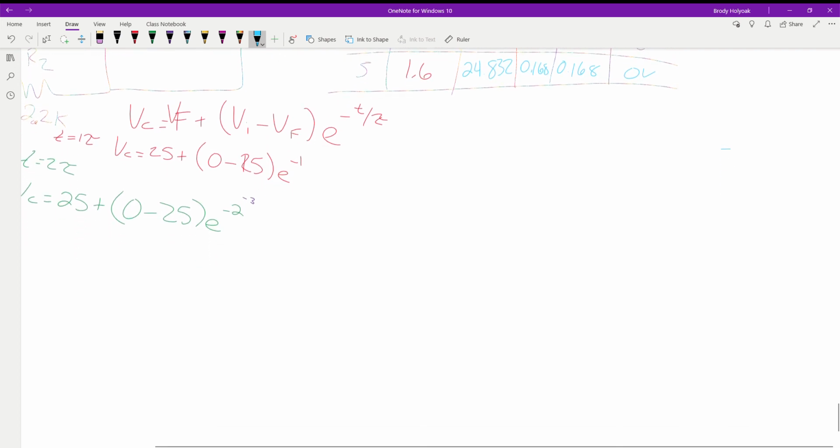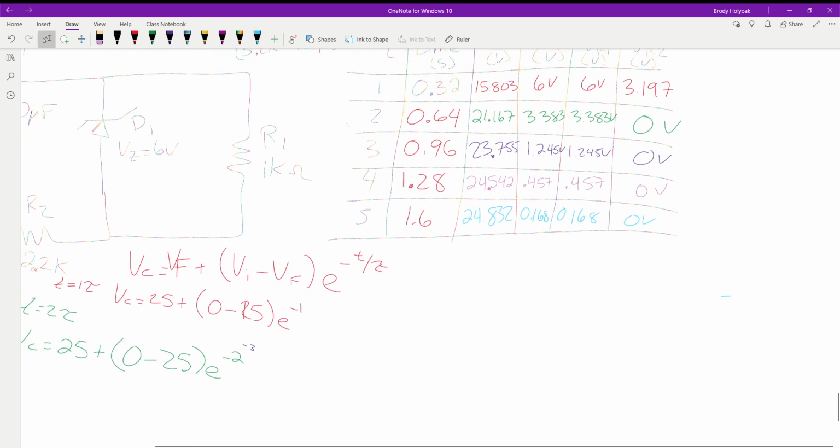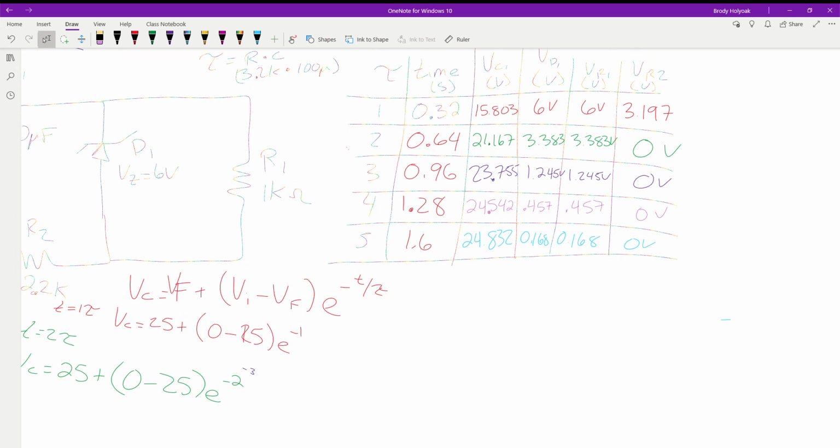Okay. Any questions with how we got any of that data? Okay. What we want to look at now is what would that look like if we looked at it on a chart, on a graph.